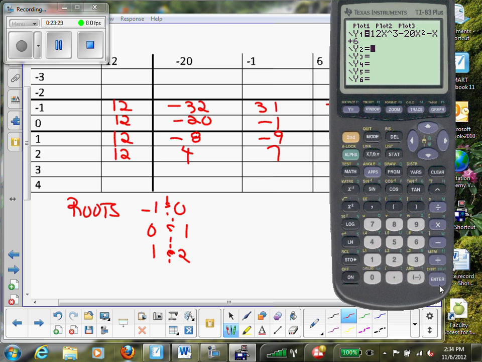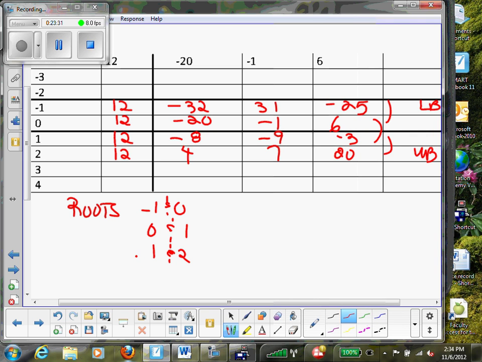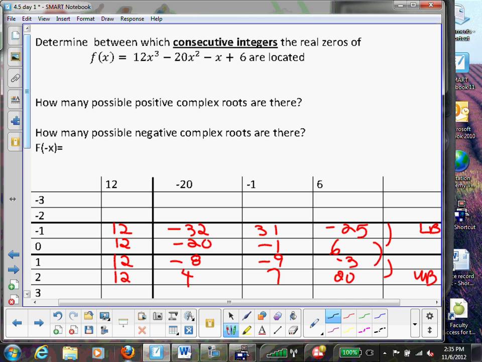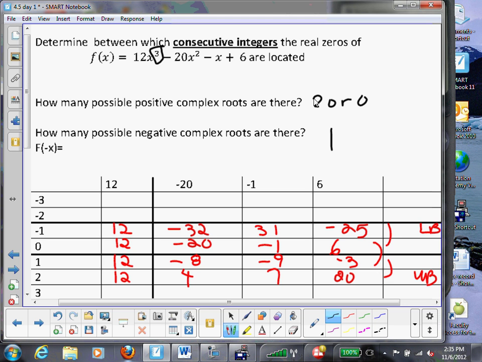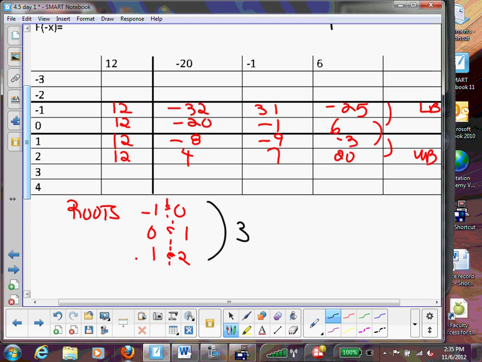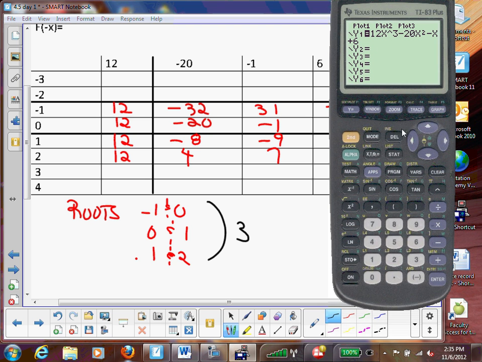Okay, we forgot to decide. We needed to know how many positive and how many negatives. How many positive ones did you get? 2 or 0. And negative ones? Only 1. Total of 3 possible real roots, right? What is our sign change indicating? How many are we going to find? We're going to find 3 of them. So they're all real. Okay? All right. So let's find our roots.